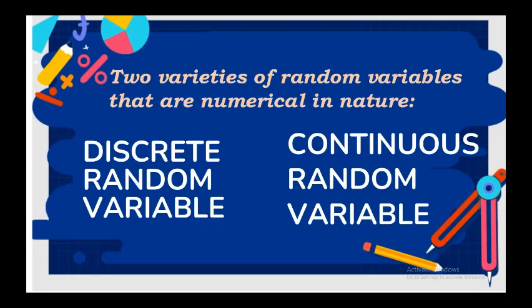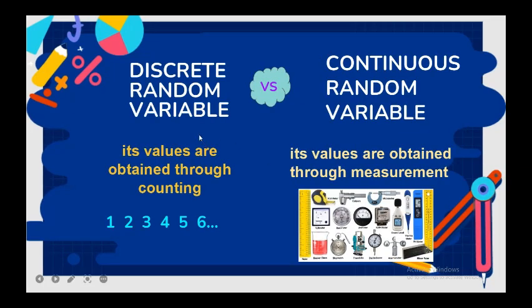So there are two varieties of random variables that are numerical in nature. We will talk about this one. The first one is the discrete random variable, that is the letter D. And the other one, starting with the letter C, is the continuous random variable. So the two varieties of random variables are discrete random variable and continuous random variable. These two are numerical in nature. So what is a discrete random variable and a continuous random variable?